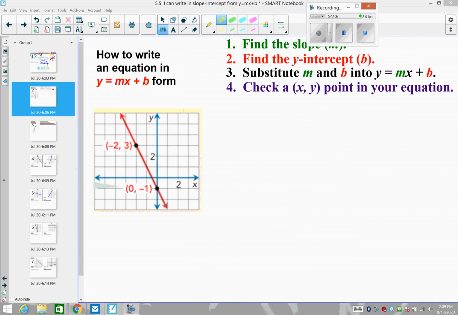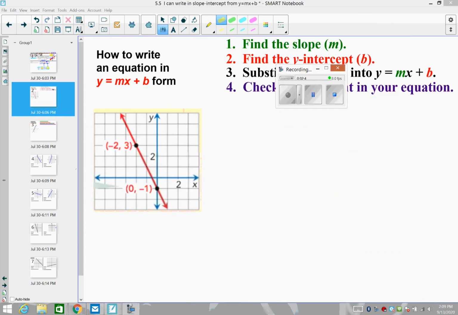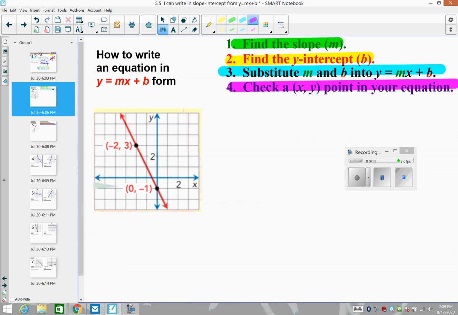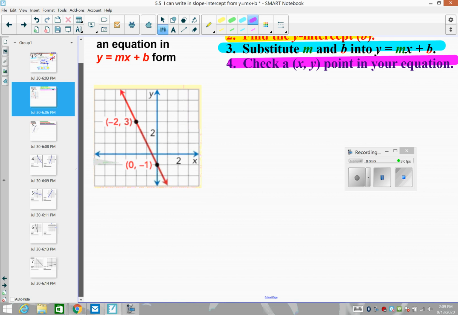All right, so here's the steps. First step is to find the slope, rise over run, if we have a graph, that is. The second step is to find the y-intercept, which I just showed you how to do, but we'll practice that. The third step is to plug in, and then the fourth step is to check. We're probably going to skip that check step for today just because the video is going to get super long. If we were in class, we definitely would be covering that.